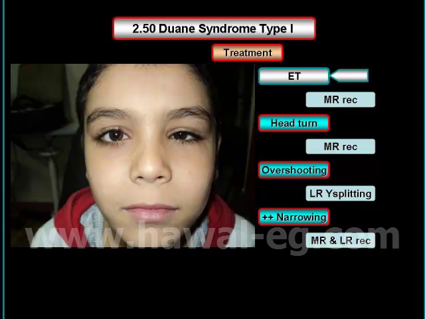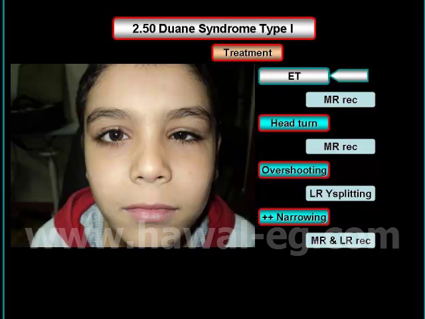Indications for surgical treatment of Duane syndrome type 1. Firstly, the presence of esotropia in the primary position. An esotropia in the primary position causes uncrossed diplopia with a compensatory head turn towards the involved side. A recession of the medial rectus improves the head position, but at the same time may cause limitation of adduction.